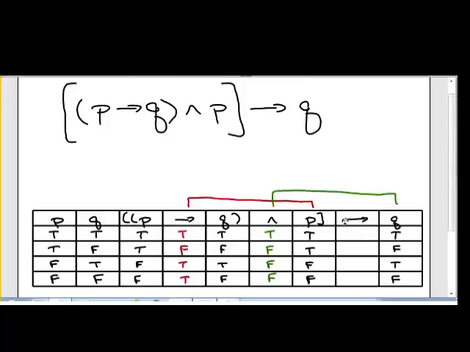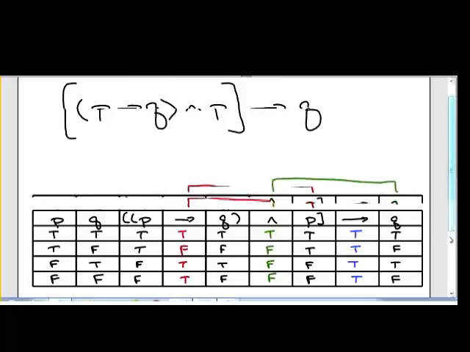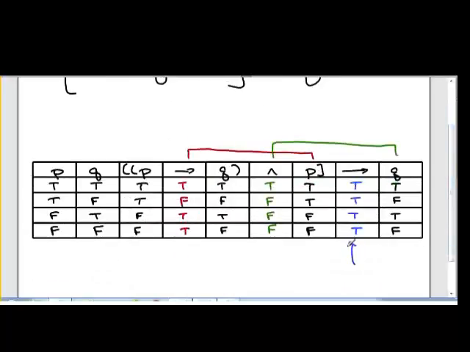So if I compare these two columns, the only time an if-then statement is false is if the first is true and the second is false. Well, you can see I have no cases like that. I have true, true. I have false, false. I have false, true, and false, false. So these are all true. So that's my result. They're all true.